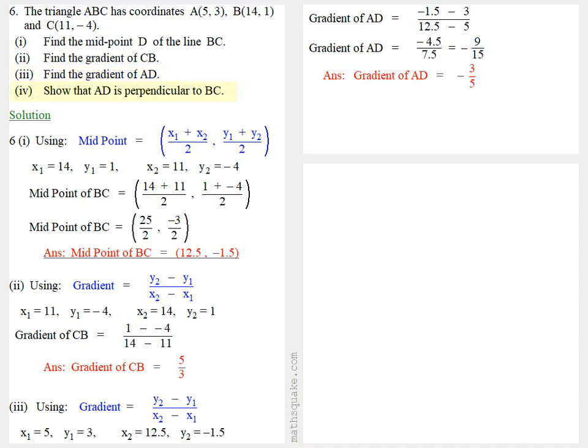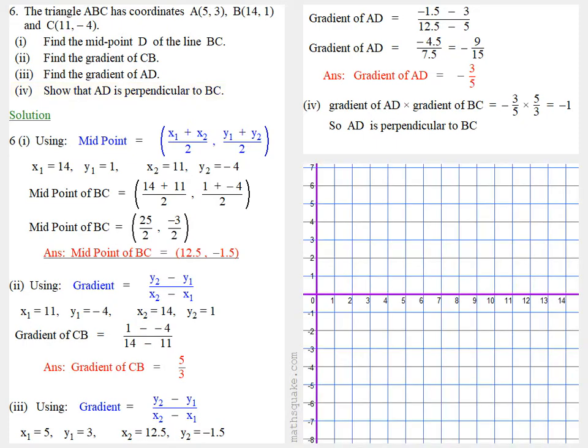Now we want to show that AD is perpendicular to BC, so the gradient of AD times the gradient of BC we have as minus 3 over 5 times 5 over 3, which is equal to minus 1, and so AD is perpendicular to BC.